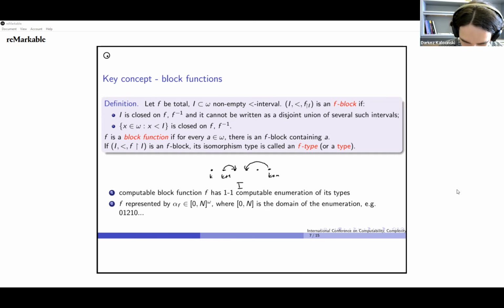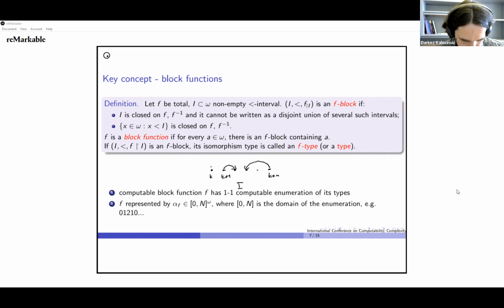So we cannot have arrows going from outside, or to the outside. So this is this closure property.